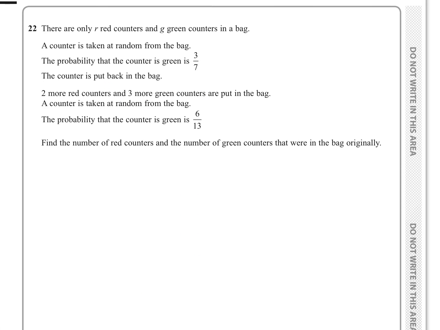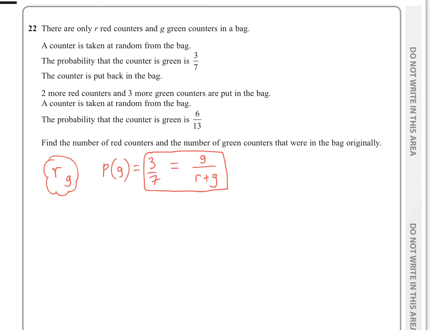Question 22. It says there are only red and green counters in a bag. A counter is taken at random from the bag, and the probability that the counter is green is 3/7. So the probability of getting a green is 3/7. But how would we get a green? Well, it'll be how many green out of the total, which is some number of red and green combined. So that's the first thing we need to look at.